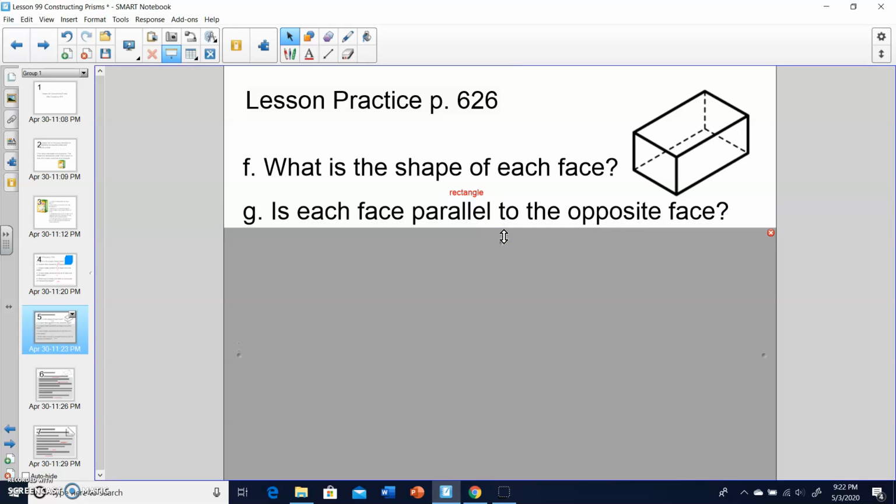Is each face parallel to the opposite face? Is this face parallel to this face? Yes. Is this face parallel to this face? Yes. Is the top face parallel to the bottom face? Yes.